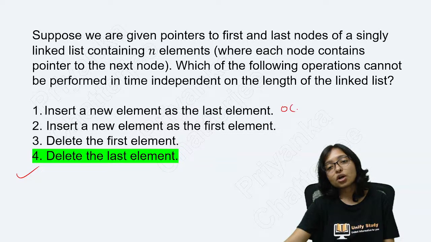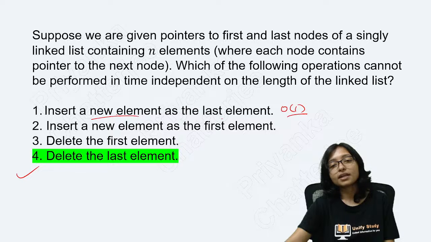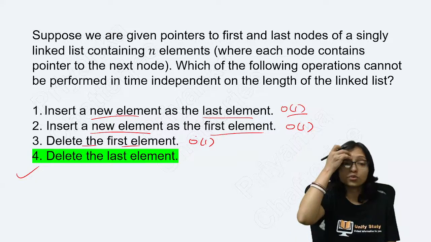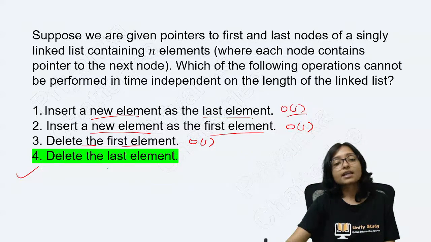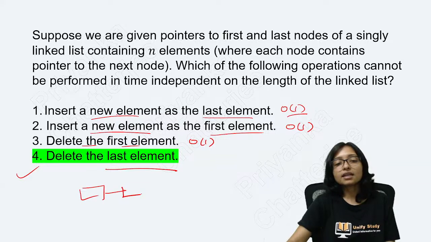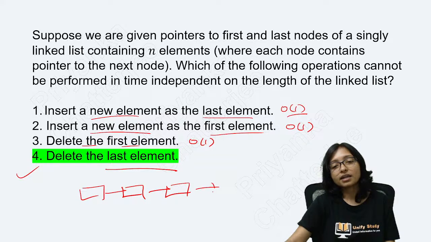Because this is order of n, because I will insert a new element at the last using the last pointer. I can do it. A new element at the first, that is also using the first pointer I can do it. Delete the first element using the first pointer I can do it. But you will say, using the last pointer I can delete it, ma'am. Then why is it required? Using the last pointer definitely you can delete it. There is not a problem.